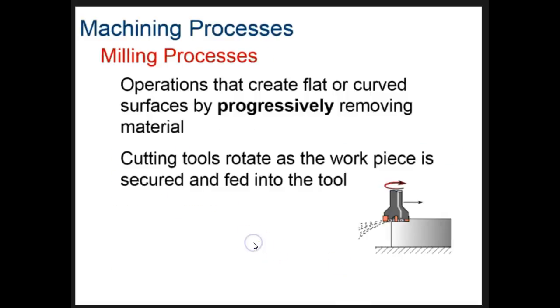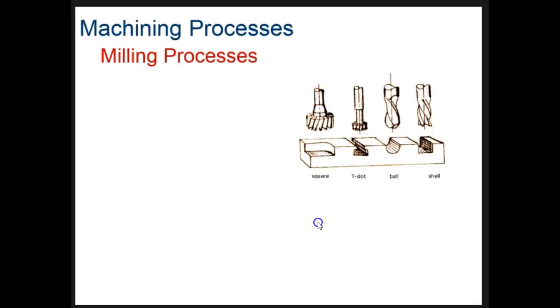Our second kind is a milling process. This is where the operation creates a flat or curved surface, removing materials. So here this piece and the machine are moving differently. Sometimes this part is staying the same and this part's moving, and sometimes it's the other way. This time the tool is the one rotating.